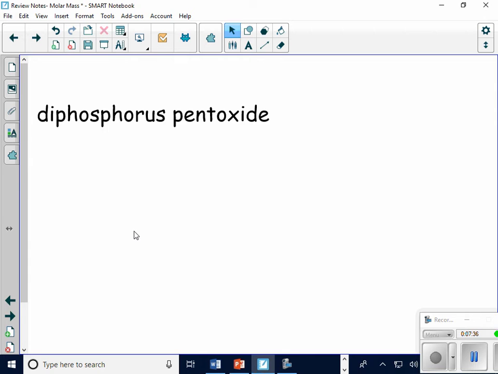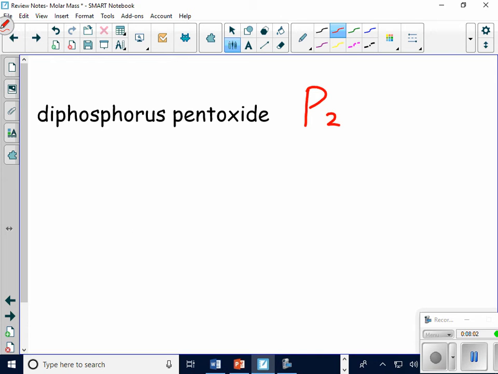Here's example number 2. Go ahead and write the formula for example number 2. Diphosphorus pentoxide. When I do so, I have P2O5, diphosphorus pentoxide. So I'm going to go through and find my molar mass.